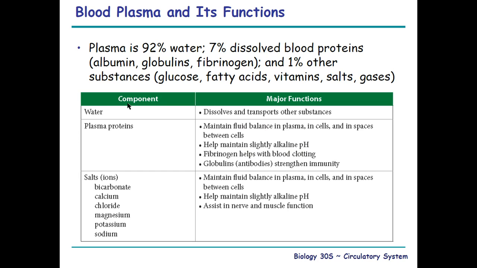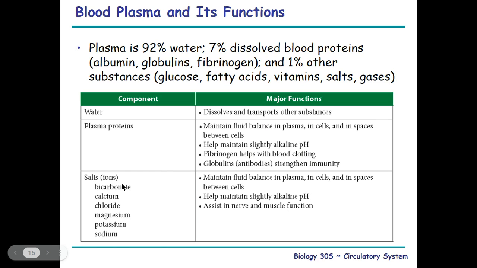And you can see here we have the components as well as the major functions within the blood. So for water, it dissolves and transports other substances. The blood proteins maintain the fluid balance in plasma, in cells, and in spaces between cells, and help maintain slightly alkaline pH. Fibrinogen helps the blood with clotting, and globulins are antibodies that strengthen our immunity.